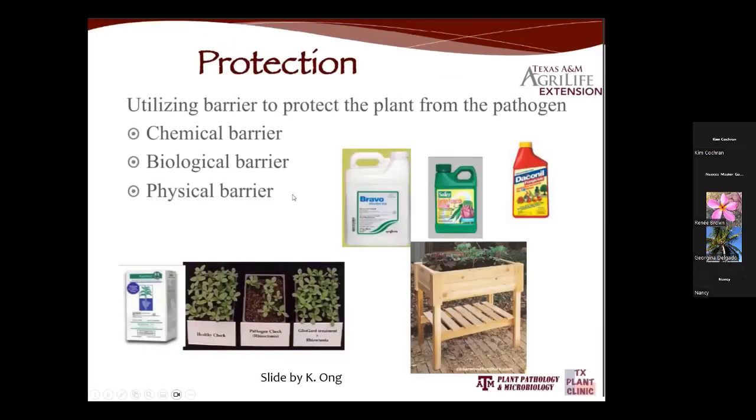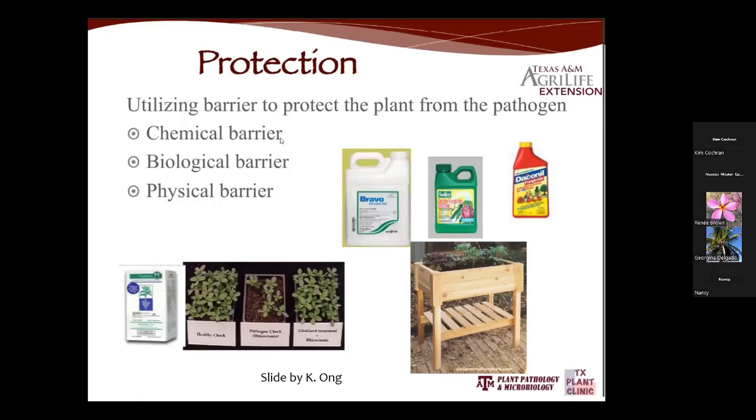Protection is using a barrier to protect your plants from the pathogen. This can be a chemical barrier, like a fungicide, a biological barrier, or a physical barrier. So it's kind of like a little invisible raincoat when you apply a chemical fungicide or biological barrier. The mechanism is just different for each one.